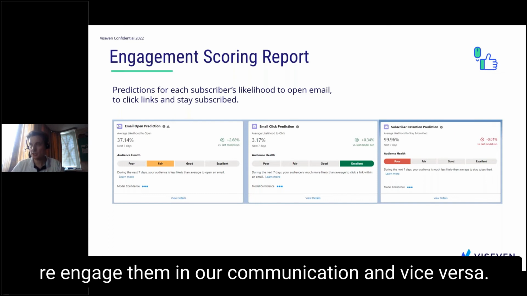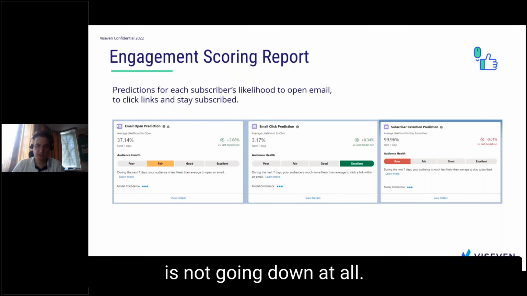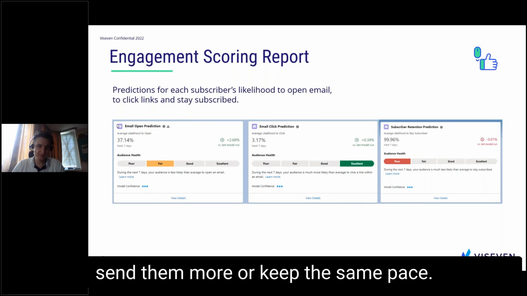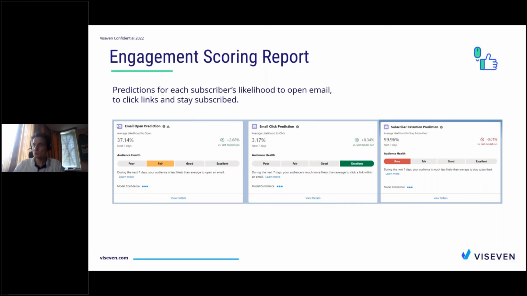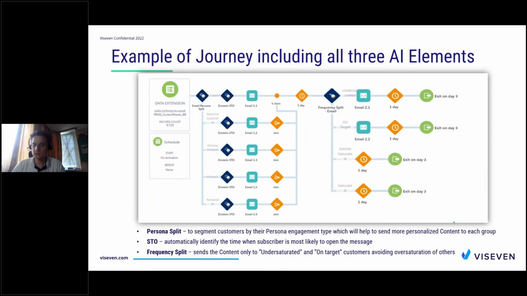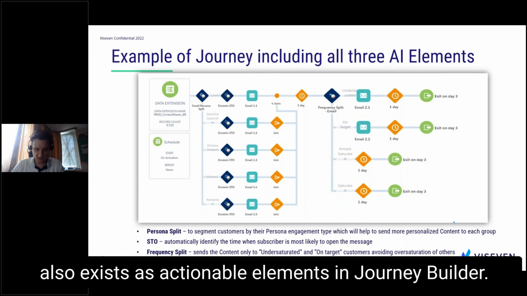And vice versa, if the system sees that the engagement level is not going down at all, it will treat this user accordingly: we can send them more or keep the same pace. And as I told you previously, this functionality exists not only as reports, it also exists as actionable elements in Journey Builder.